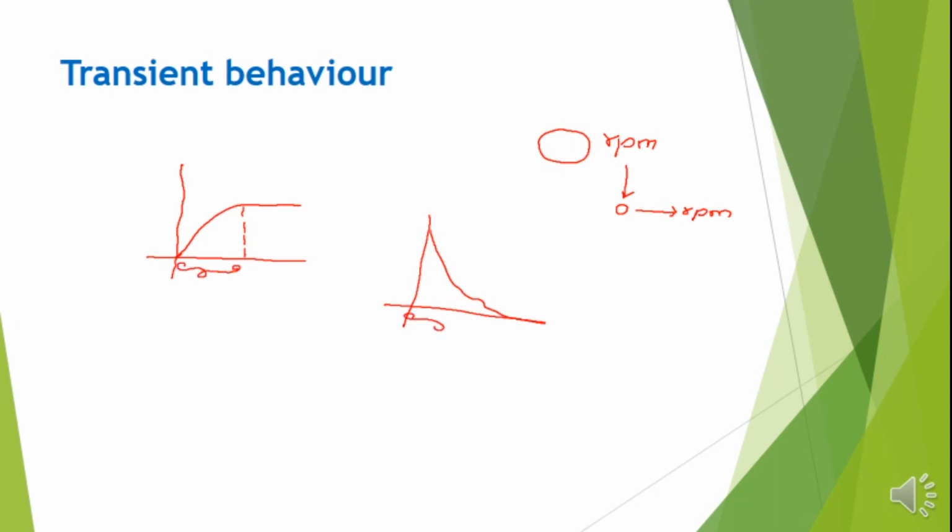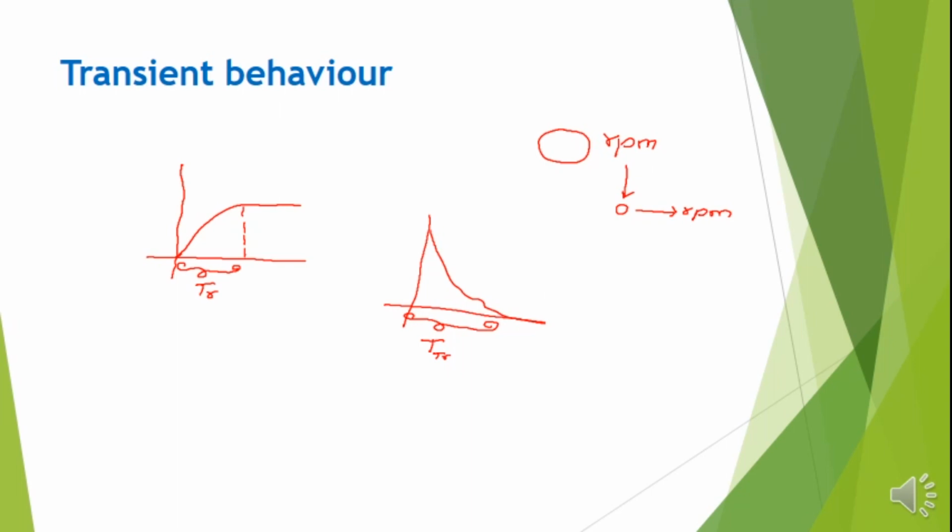This period is called the transient period. Now, the behavior of the system during this transient period is the entire topic, the analysis of the transient behavior.